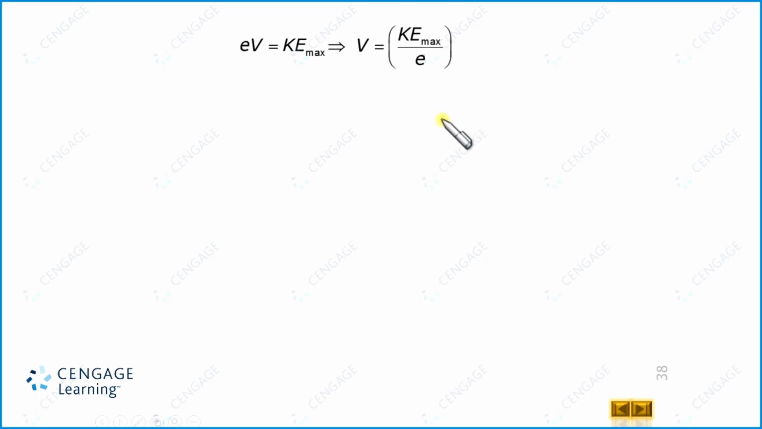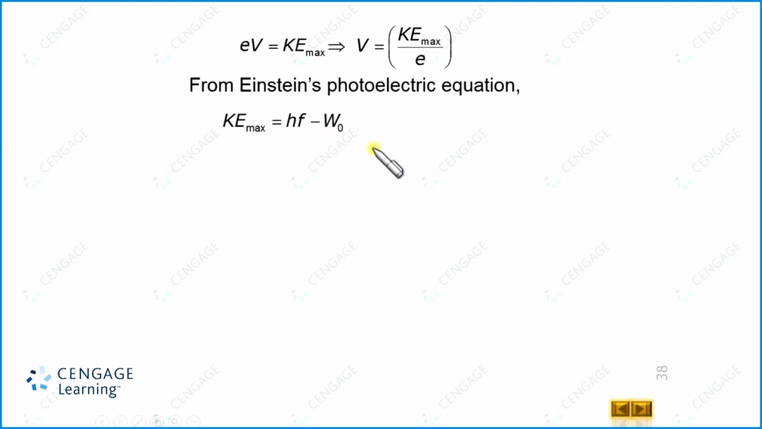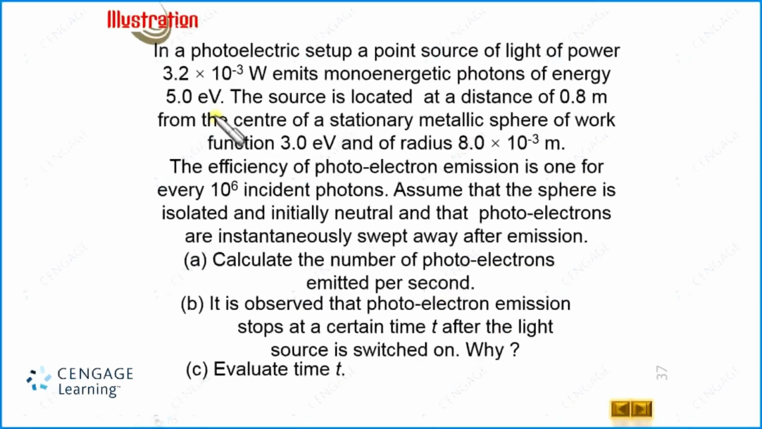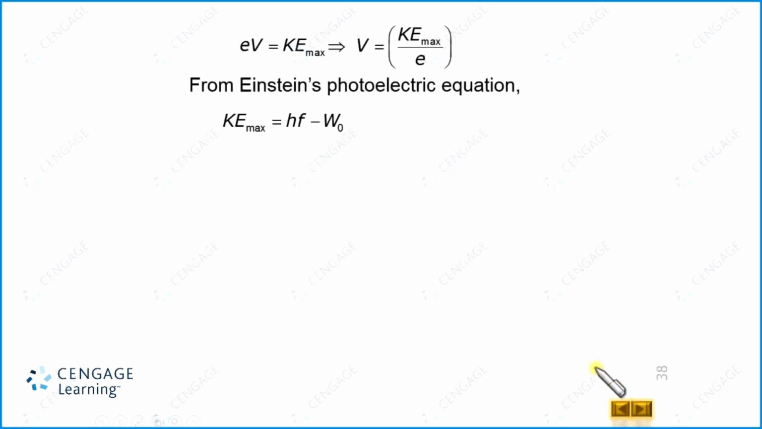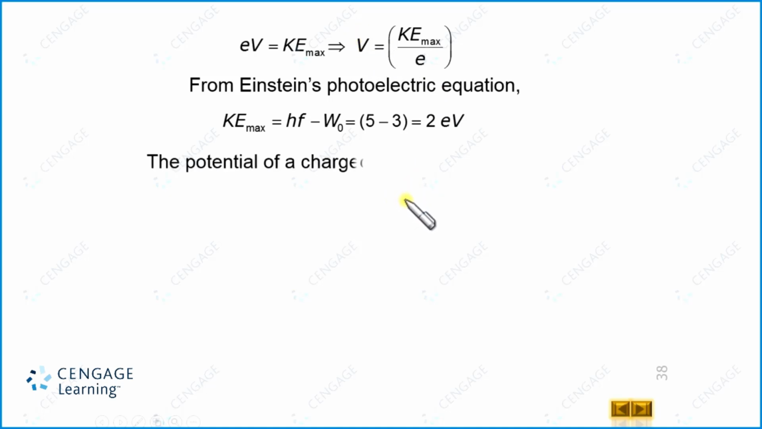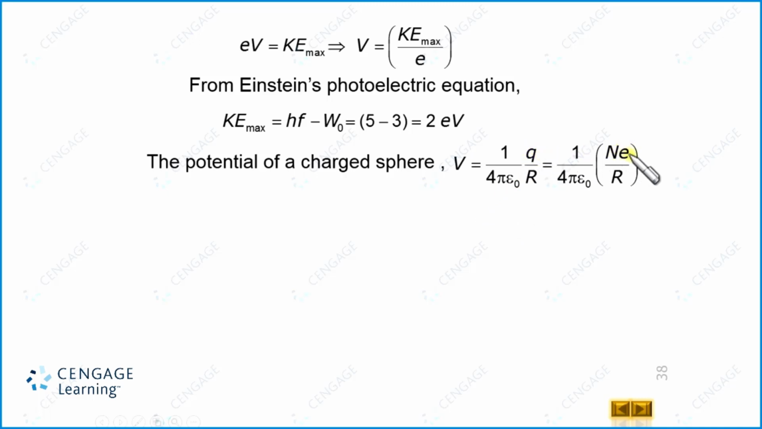We have Einstein's photoelectric equation, K max equal to hf minus W, that is the incident energy minus the work function. Here we are given the incident energy and work function, so let us substitute these values. That is equal to 2 electron volt, which means this value should be equal to 2 volt. We know the potential of the charged sphere is given by 1 upon 4 pi epsilon naught times charge divided by radius, and charge should be equal to N multiplied by e, where N is the number of electrons emitted and e is the charge of the electron. So V equals 1 upon 4 pi epsilon naught times Ne divided by capital R, and this should be equal to 2 volt.